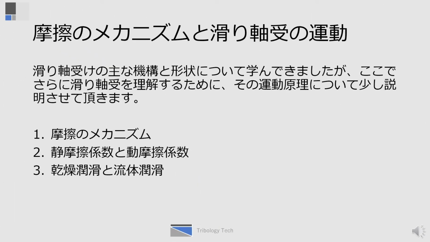Friction mechanism and sliding bearing motion. We have learned about the main mechanism and shape of sliding bearings, but in order to understand sliding bearings further, I will explain a little about their principle of motion. Mechanism of friction. Static friction coefficient and dynamic friction coefficient. Dry lubrication and fluid lubrication.